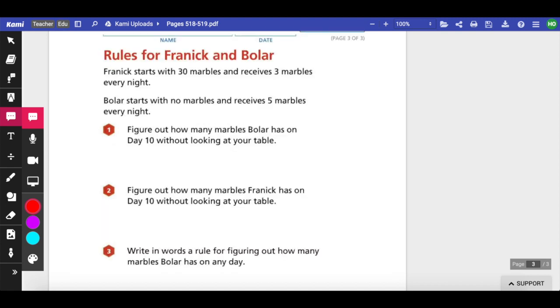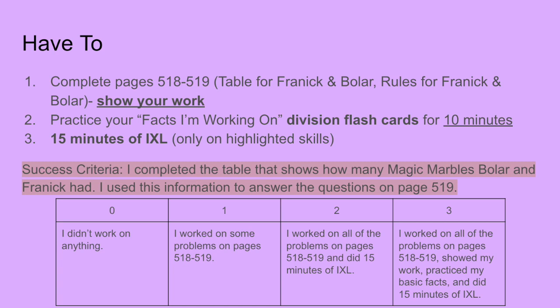Now let's take a look at your have to for today. So here's our have to for today. You need to complete pages 518 to 519, which is the table for Franek and Bolar. So use the first table that we went over from days 1 through 10 to help complete days 11 through 20. And then rules for Franek and Bolar, and make sure to show your work. And then you need to practice your facts, I'm working on division flashcards for 10 minutes, and then do 15 minutes of IXL only on the highlighted skills.